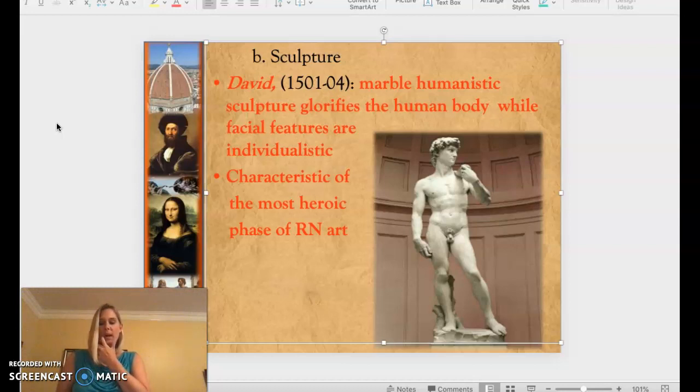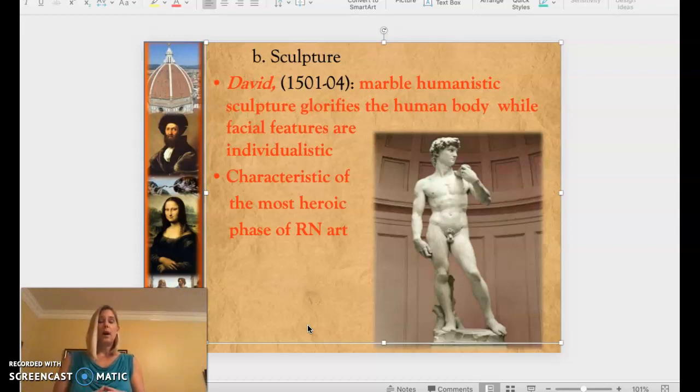We know that when it was unveiled in that government plaza, a riot almost broke out because of the nudity. I mean, this was something not seen at the time. So unfortunately, it did not get great reviews at the beginning because, again, people didn't appreciate nudity at that time. But we do know that it is characteristic of humanism, again, with the Greek and Roman features of nudity. It says here that the sculpture glorifies the human body, while facial features are individualistic.